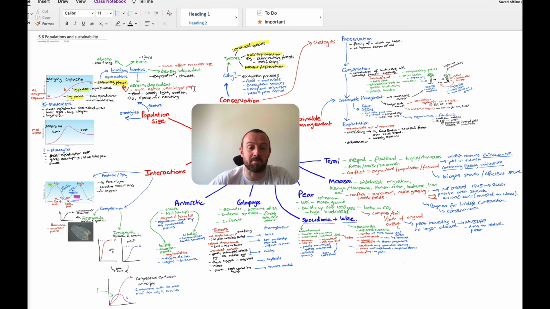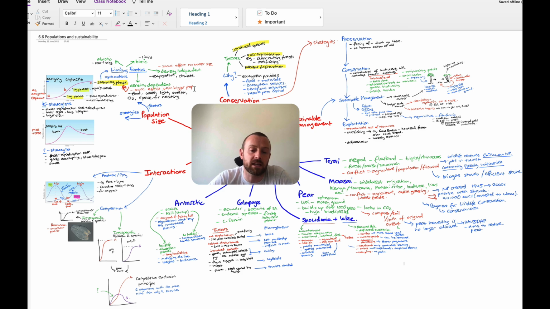So that's the end of that mind map on population sustainability. Just to recap, we first of all looked at factors that affected population size. Then we looked at how different populations can interact, intraspecific and interspecific competition. We looked at the reasons for conservation briefly, and then we looked at this idea of a sliding scale between preservation, conservation, sustainable management and exploitation. Then we looked at some case studies, and each case study we could put on a scale from preservation to exploitation.